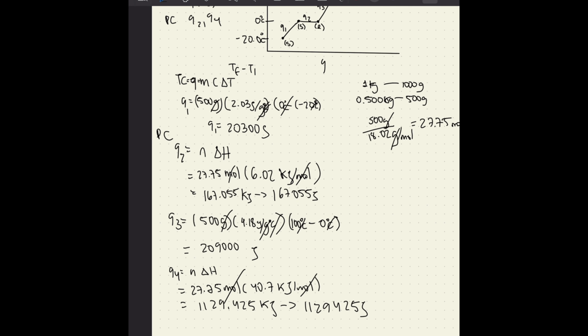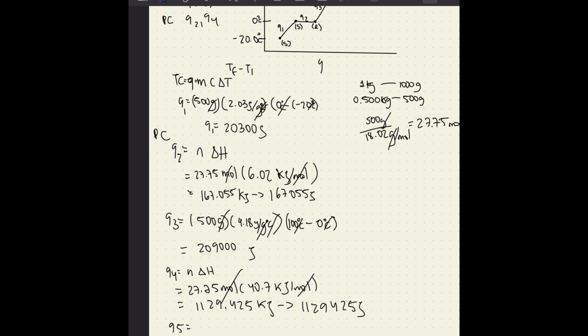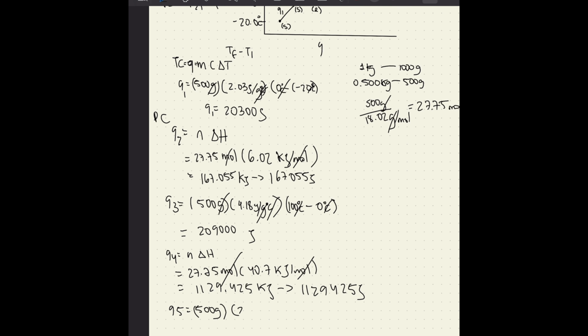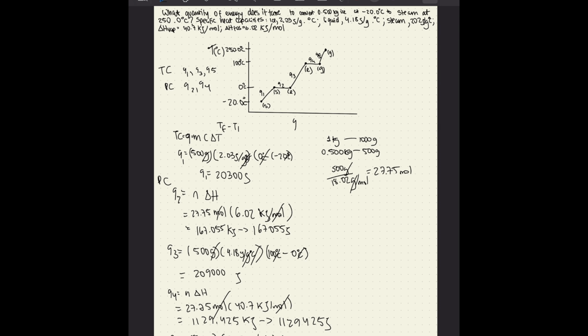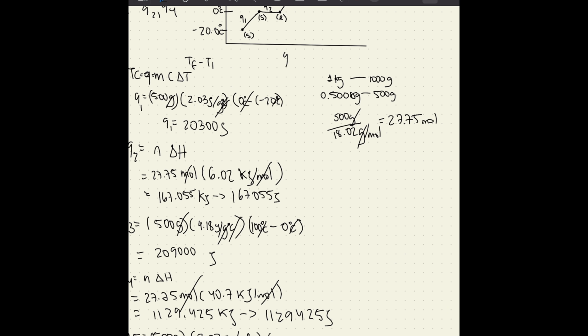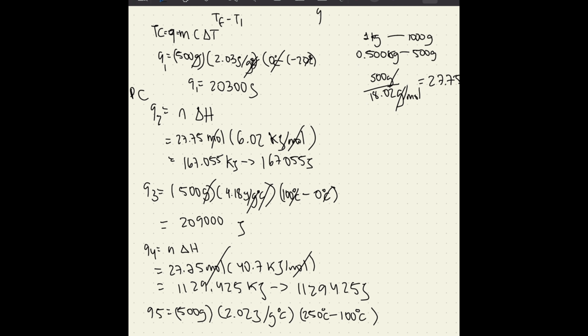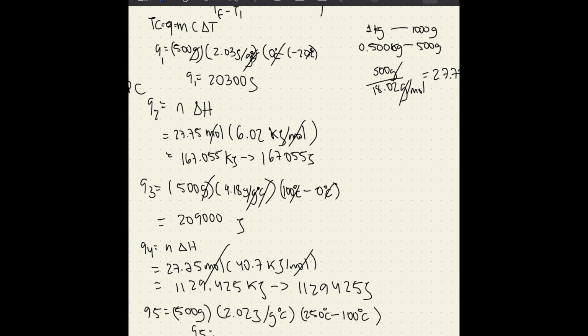So now we only have one left, which is Q5. It's the same one as Q1, so the grams. But of course the C changes because now it's steam, so it's 2.02 joules. And also the delta T changes, of course. So now it's from 100 Celsius to 250, right? So now we put that in the calculator.